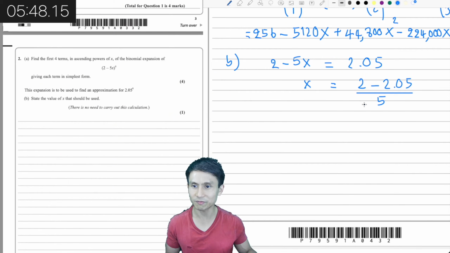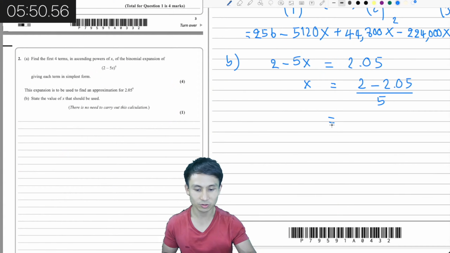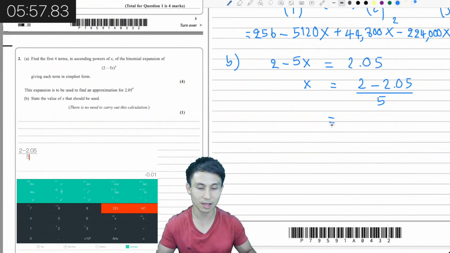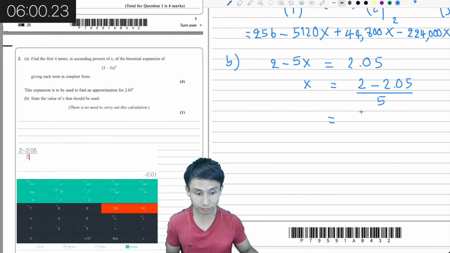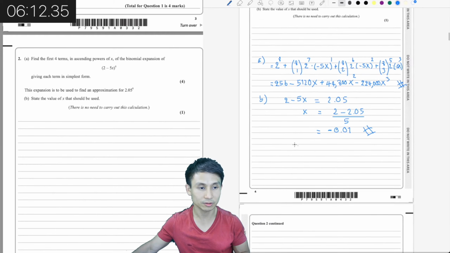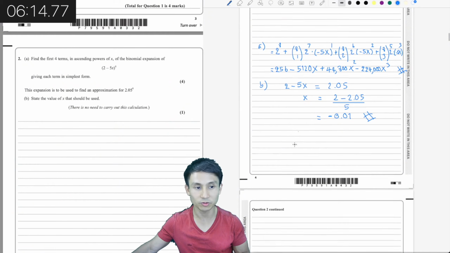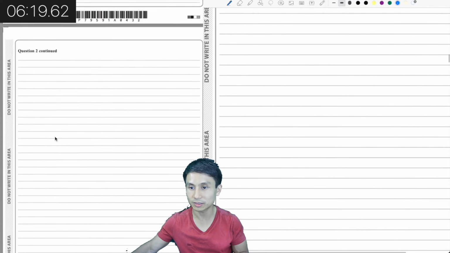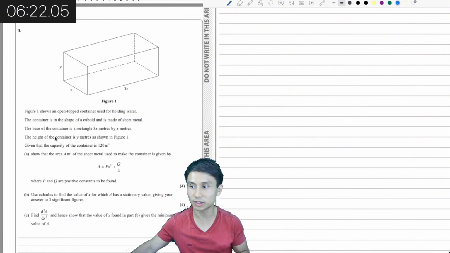So x is a negative value. All right, here we go. So let me clear the calculator, 2 minus 2.05 divided by 5, right? So that's minus 0.01. Answer. Yep. Minus 0.01. Number 3, I've got to use the space here and let you see the question.